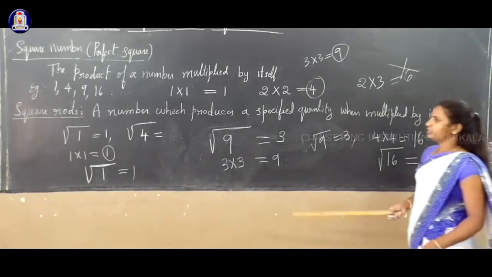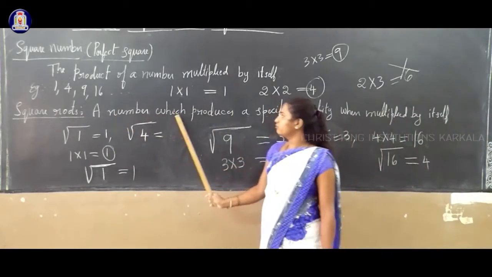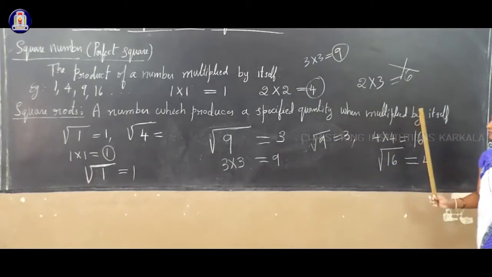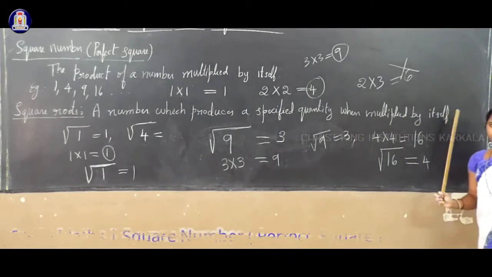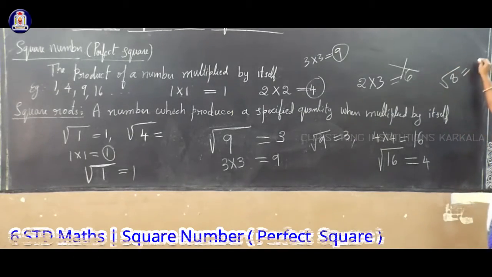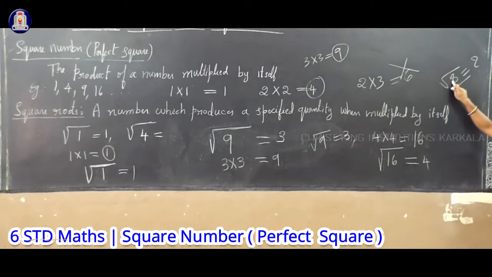See, not only the definition: square root means a number which produces a specified quantity when multiplied by itself. Clear? So can we say the square root of 8? What is the square root of 8? There is no exact answer, right? Square root of 8 can be written as 2 into 4. 8 is not a perfect square.